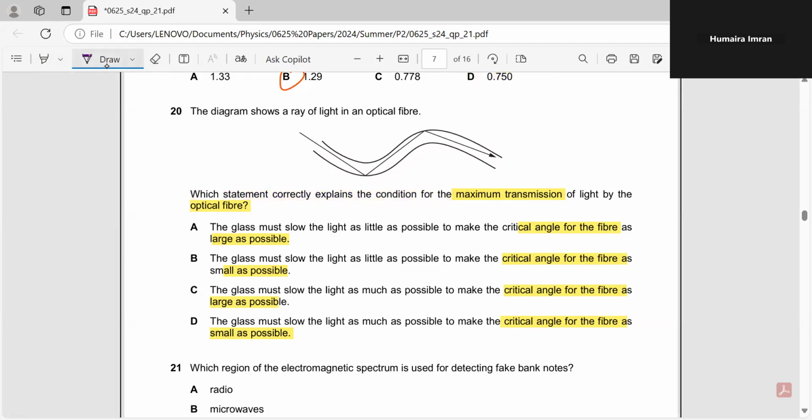Because at a larger angle, total internal reflection will be there. I cannot say that total internal reflection is not happening at the larger angle, but the maximum transmission is possible at the smaller angle, right? So if we select those options, it includes option D and option B. So A and C will not be possible.